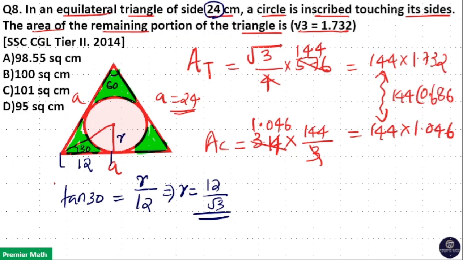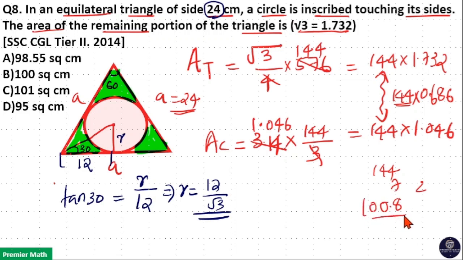So, 144 into 0.686, which means nearly 70% of 144. 70% of 144 means 144 into 7 is equal to 7 into 4, 28. 7 into 4, 28 plus 2, 100.